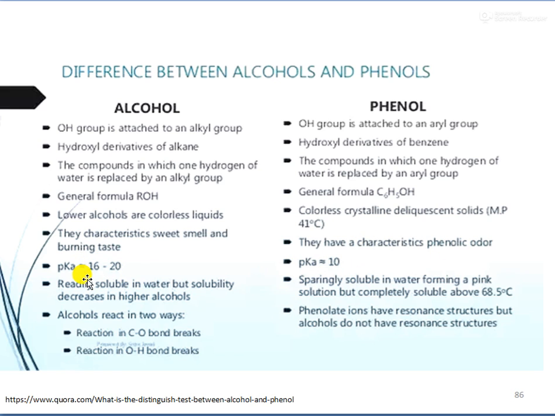And you can see the pKa value comparison here. Alcohols are readily soluble in water, but the solubility decreases in higher alcohols. Why? Because the hydrocarbon part is increasing in higher alcohols, so the solubility decreases in polar medium. Whereas phenols are sparingly soluble in water, forming a pink solution, but completely soluble above 68.5 degrees. So this is the CST experiment.